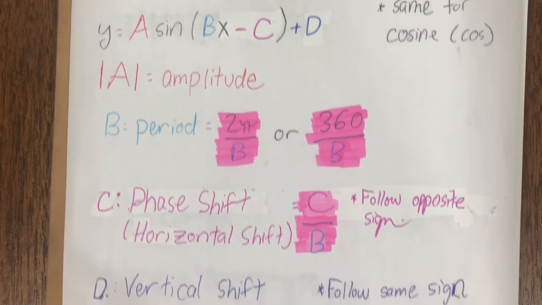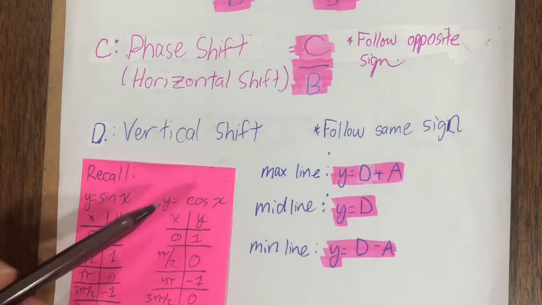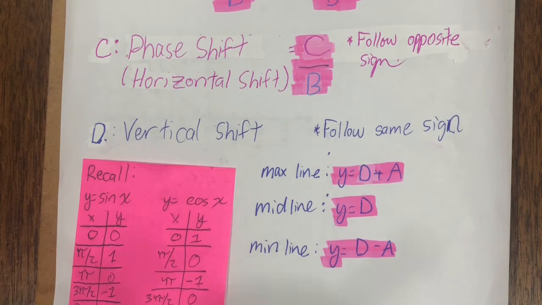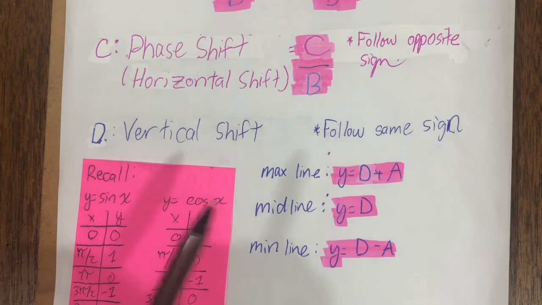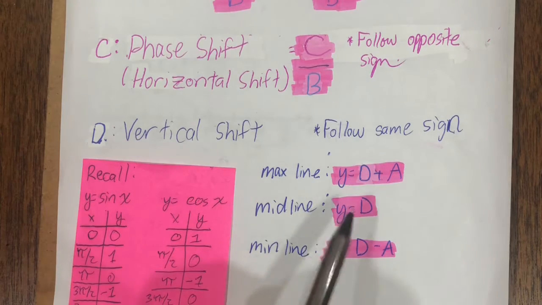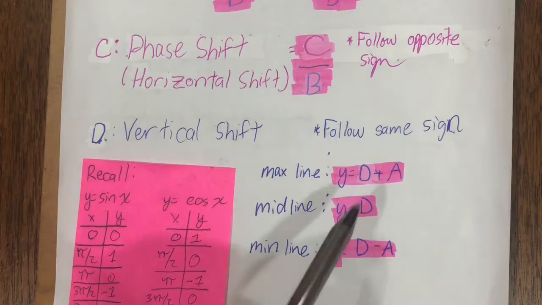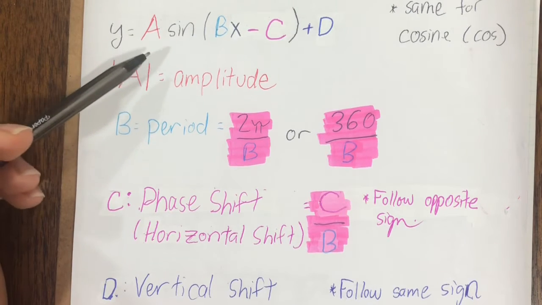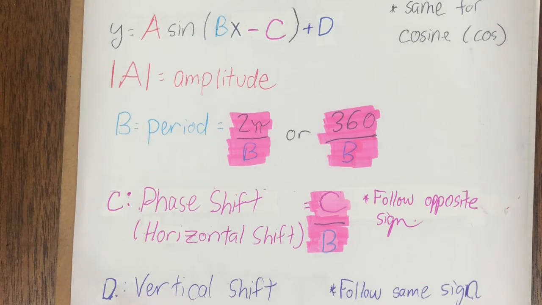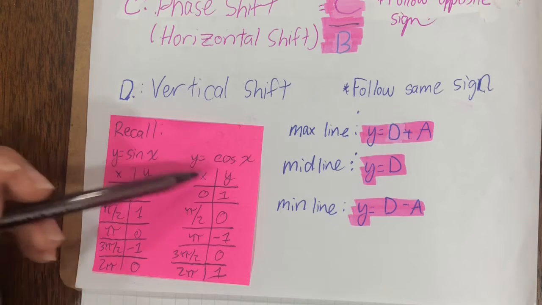All right, and then we have a vertical shift. Nothing new. Vertical shift is still the same as for any other graph transformation for any function. We follow the same sign, going either up or down. But with the vertical shift, it does help us figure out the midline for any trig function, and it helps us figure out the max line and the min line. By max line, I mean all of the points that are maximum points that fall on this line, and the same thing for minimum. So we take my number that is d, and I add it to and subtract it from the number for a. And if you recall, we have the x and y table for the parent functions of sine of x and cosine of x.